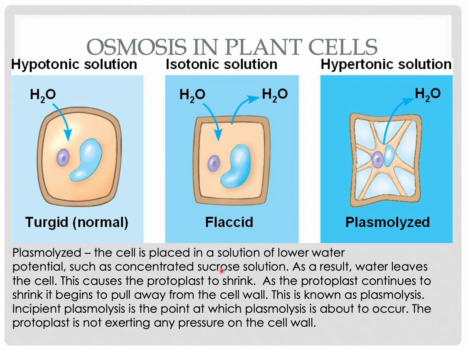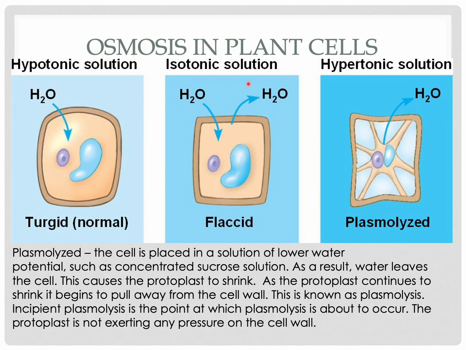Looking at osmosis in plant cells, when plant cells are placed in hypotonic solutions, the water moves into the cell. But unlike an animal cell, remember animal cells in a hypotonic solution would take in so much water that the cell would burst. Plant cells won't burst because the cell wall is going to protect them. This is what's known as turgor pressure in plant cells.